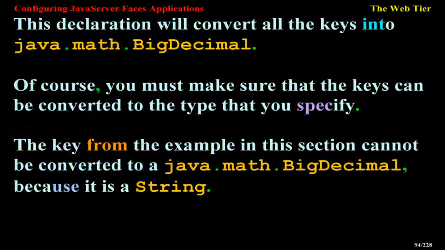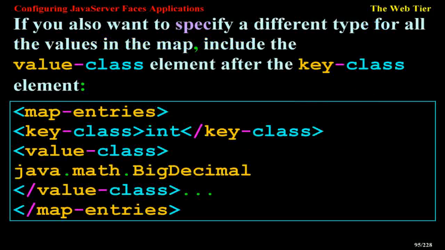Of course, you must make sure that the keys can be converted to the type that you specify. The key from the example in this section cannot be converted to a java.math.BigDecimal, because it is a string. If you also want to specify a different type for all the values in the map, include the value class element after the key class element.